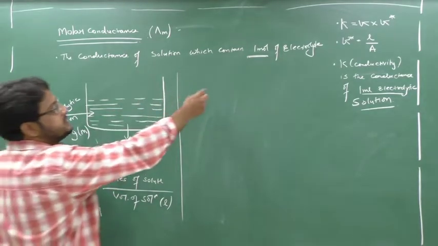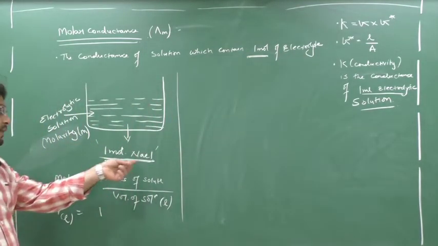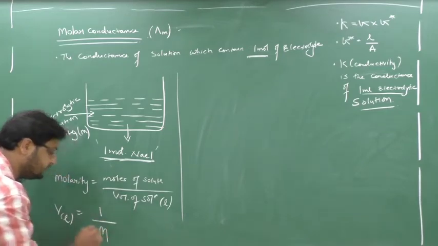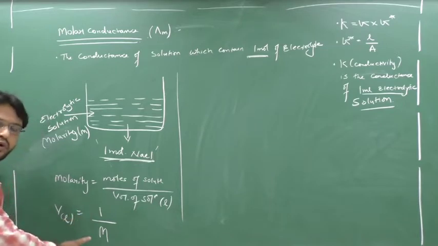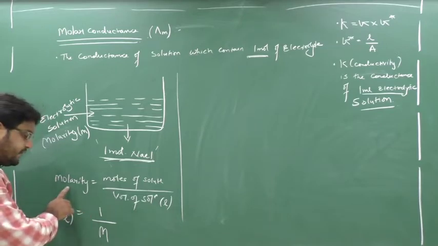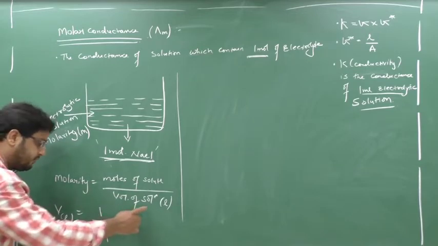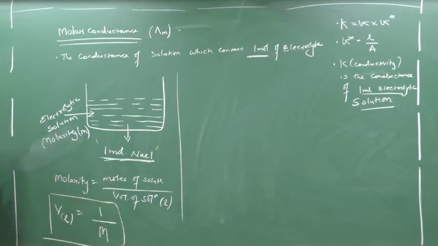Because the question itself says 1 mole of electrolyte. So here moles of solute, 1 mole NaCl means 1. And molarity, they have taken M. Clear? Molarity is given in terms of M. It can be 2 molar, 3 molar, whatever, but we are fixing the molarity as M. So I have to determine the volume. Volume of solution in liter will be 1 by M. Why 1 here? Because I am fixing the moles of solute as 1.